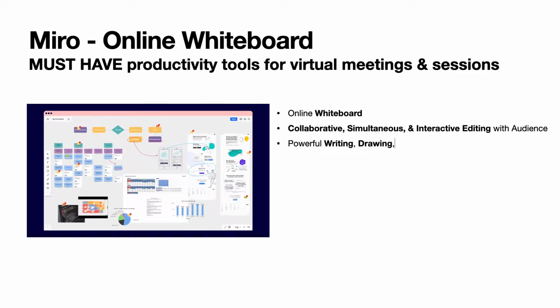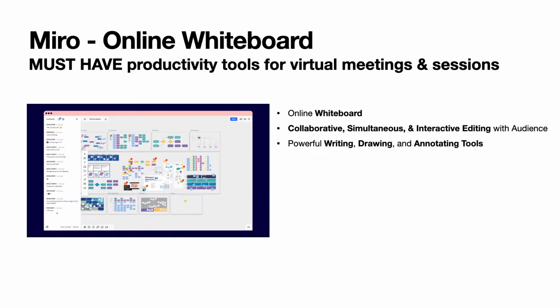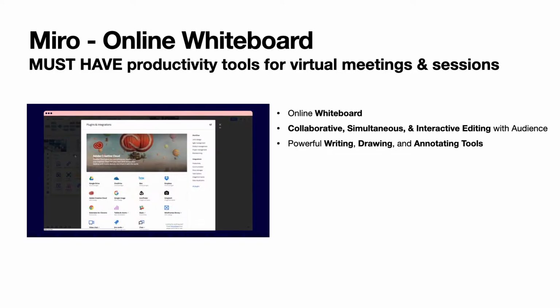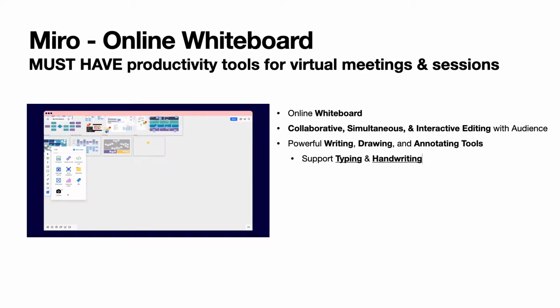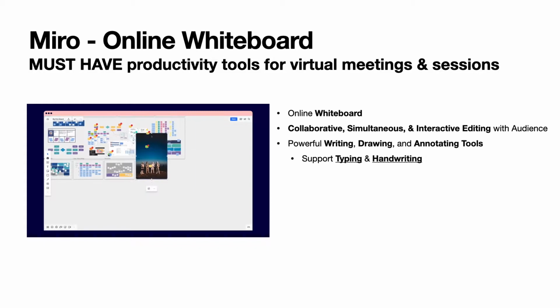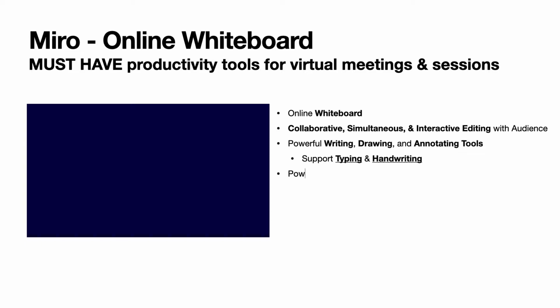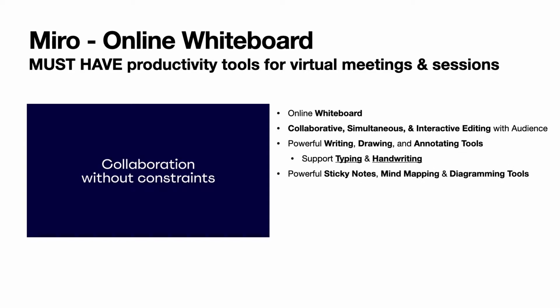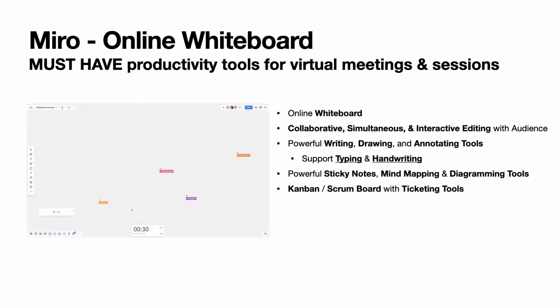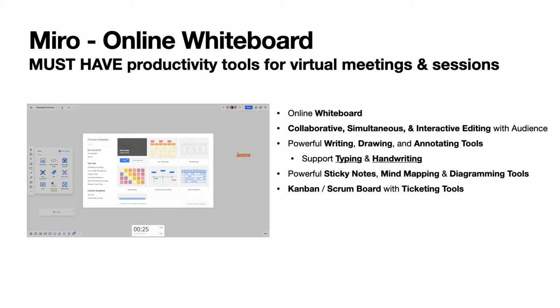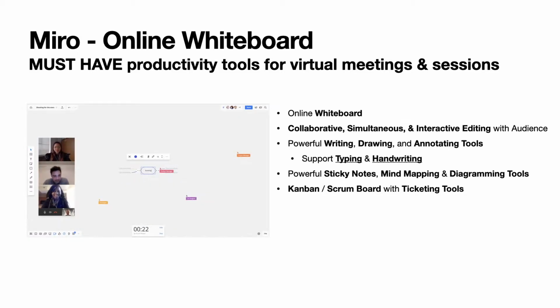It also has very powerful writing, drawing and annotating tools, so you can edit the whiteboard simultaneously, and it supports typing and handwriting as well. Later I will show you how to leverage the handwriting capabilities. It has powerful sticky notes, mind mapping and diagramming tools as well. And if you work with product management or project management, Miro also supports Kanban boards and Scrum boards with ticketing assignment capabilities, which is great.